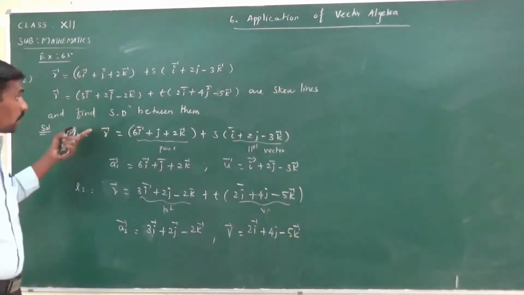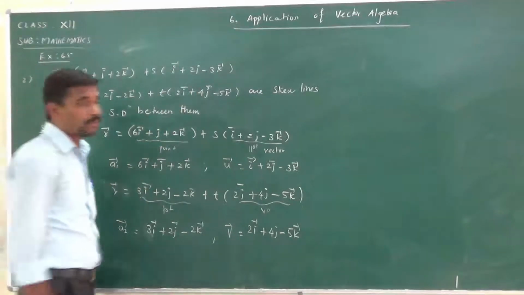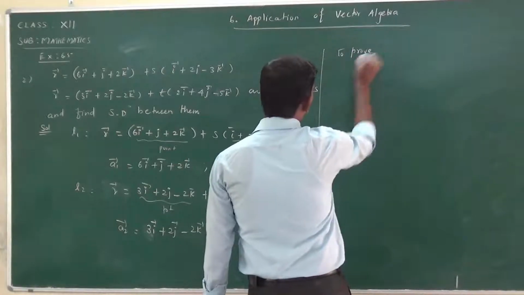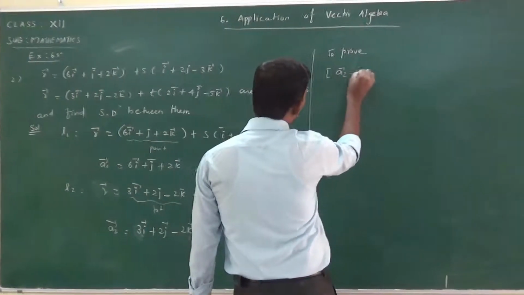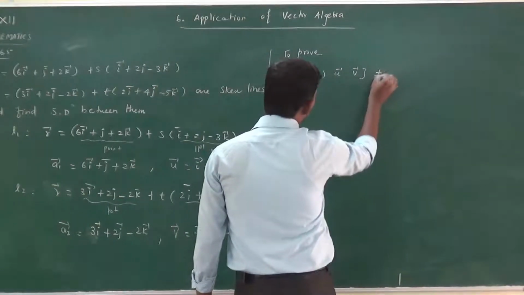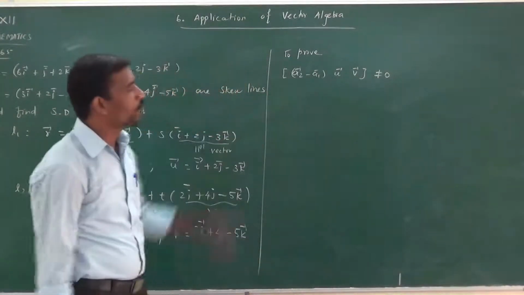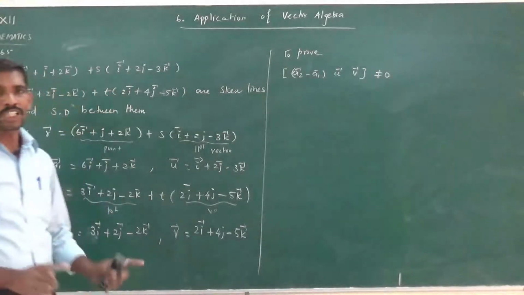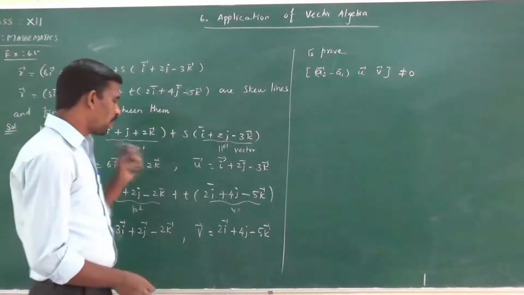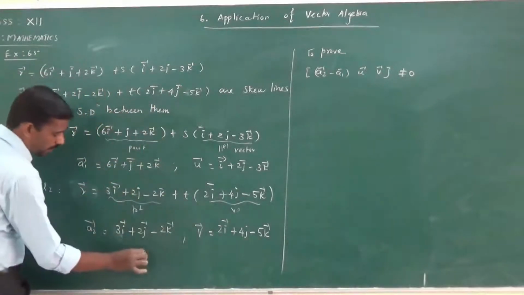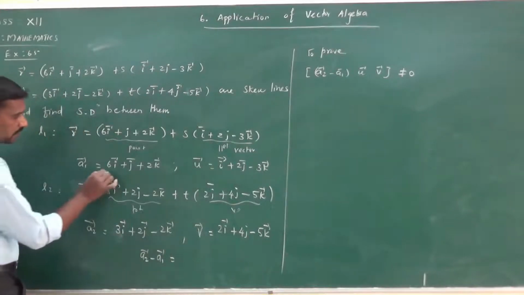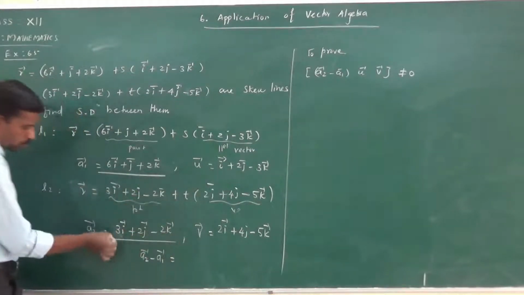Now I want to show that these two lines are skew. To prove this, the box product of a2 vector minus a1 vector, u vector, v vector should not be equal to 0. If the box product value is not equal to 0, then the lines are skew. Now I want to find a2 vector minus a1 vector. So this is a1 and this is a2.